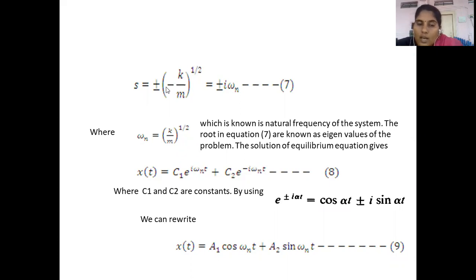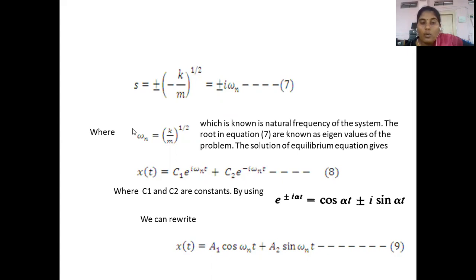Okay, and so that terminology S will become here in terms of i and the omega n. If we take the omega n square and after its root, that will become only omega n. So the parameters or the roots of this equation, S1, S2, are equal to plus or minus i omega n. That is the two roots of the equation. So that will become equation number 7. I hope all of you have understood this.